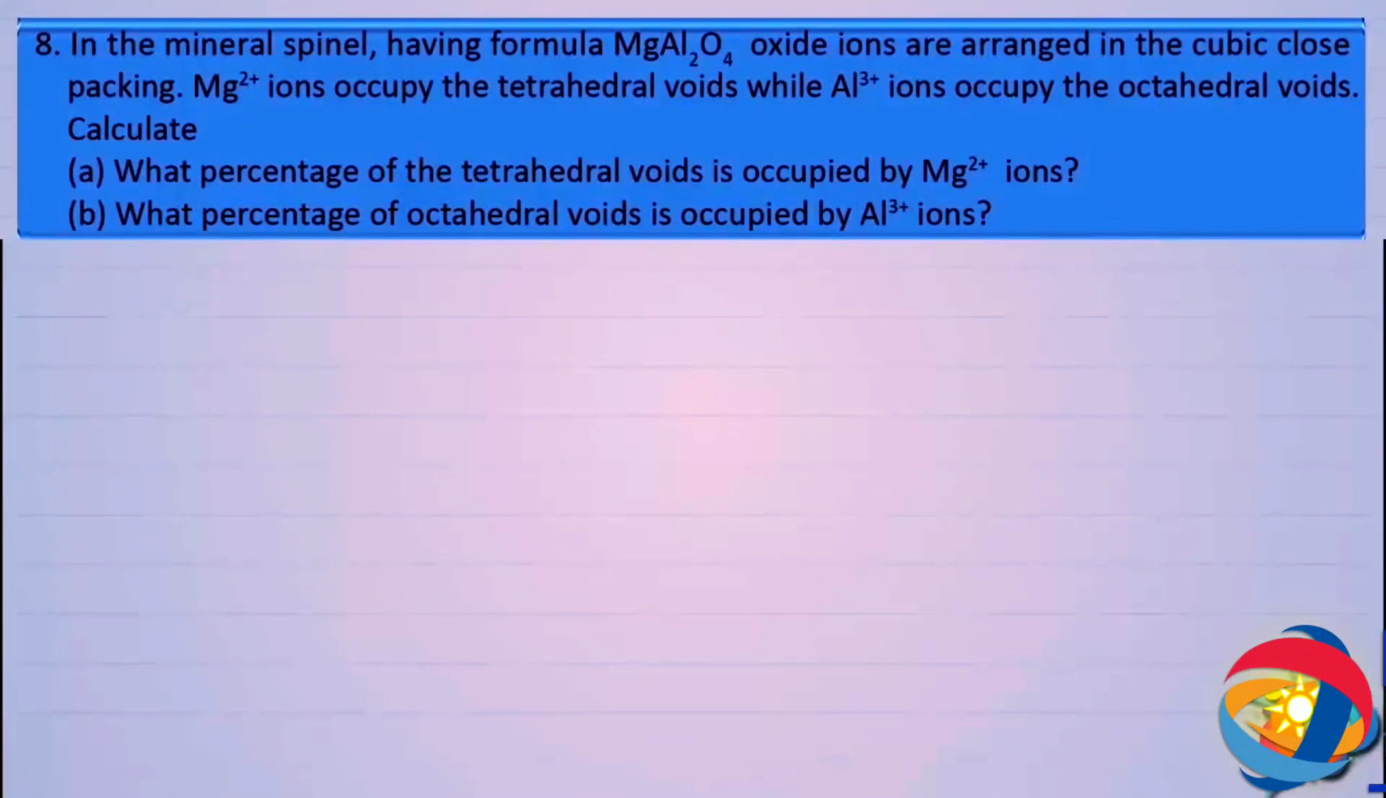The question states in this manner: in the mineral spinel having the formula MgAl2O4, oxide ions are arranged in the cubic close packing. Mg plus 2 ions occupy the tetrahedral voids, while Al3 plus ions occupy the octahedral voids. Calculate A, what percentage of tetrahedral voids is occupied by Mg plus 2 ions. B, what percentage of octahedral voids is occupied by Al plus 3 ions?